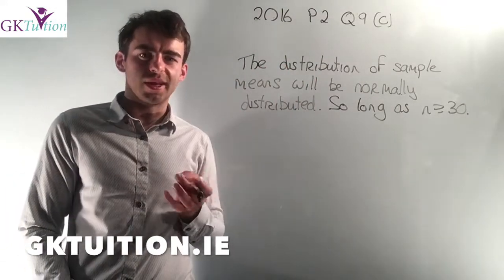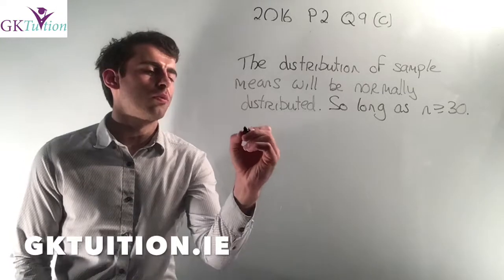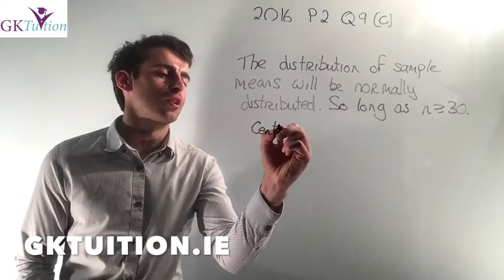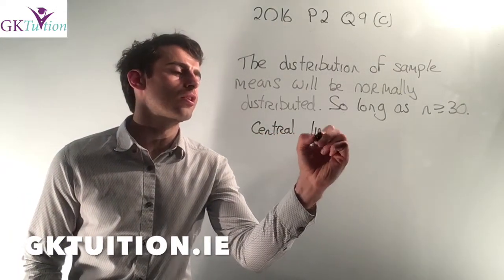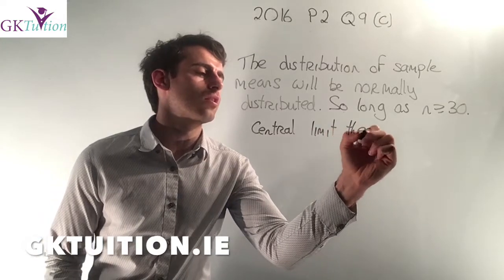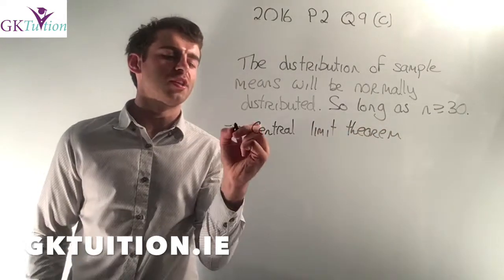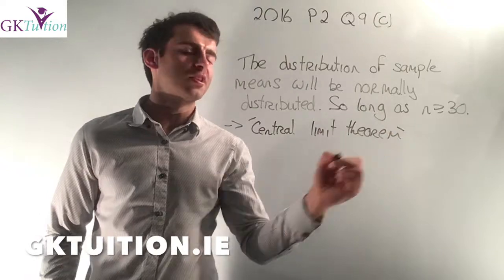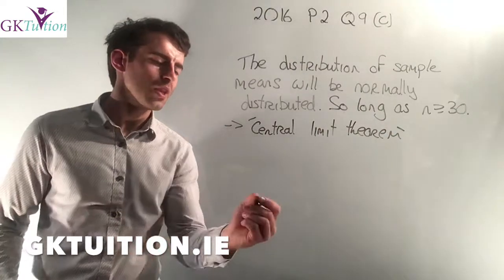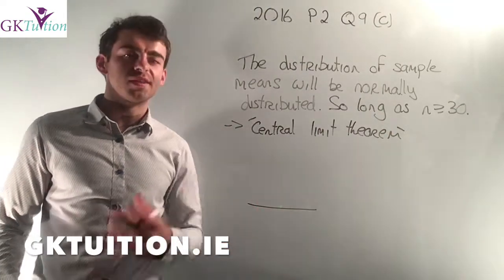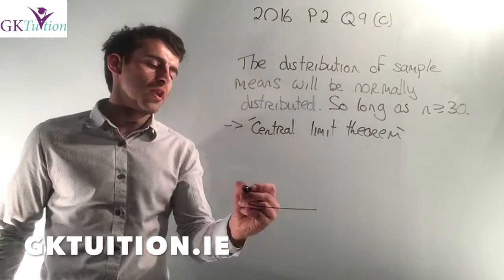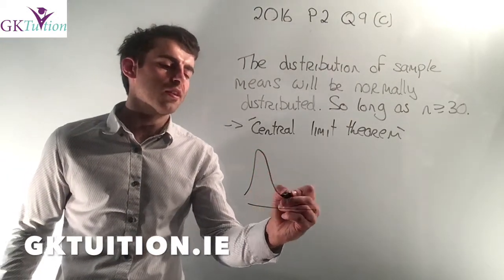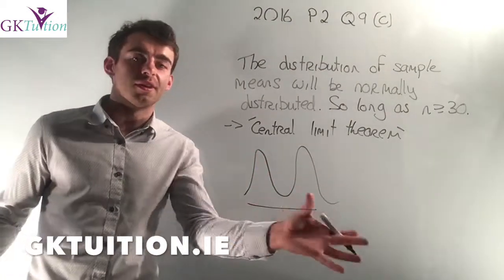So that's what you need to write to get the marks. But I want to just explain to you what it means as well. What we're referring to here is the central limit theorem. So if you look in your notes where we have our title and central limit theorem, that's what this question is referring to. It's telling me that farm size is not normally distributed. So maybe there's a whole load of small farms and then a whole load of big farms. Or maybe it looks something like that.